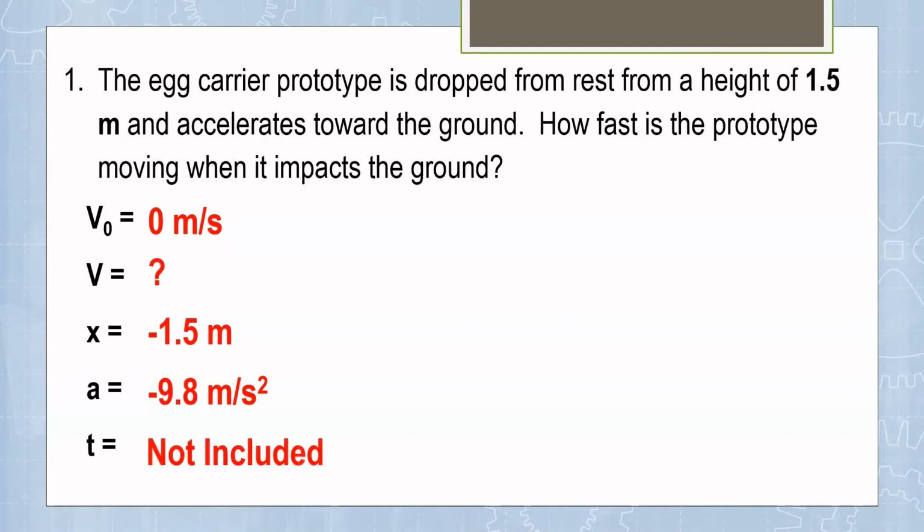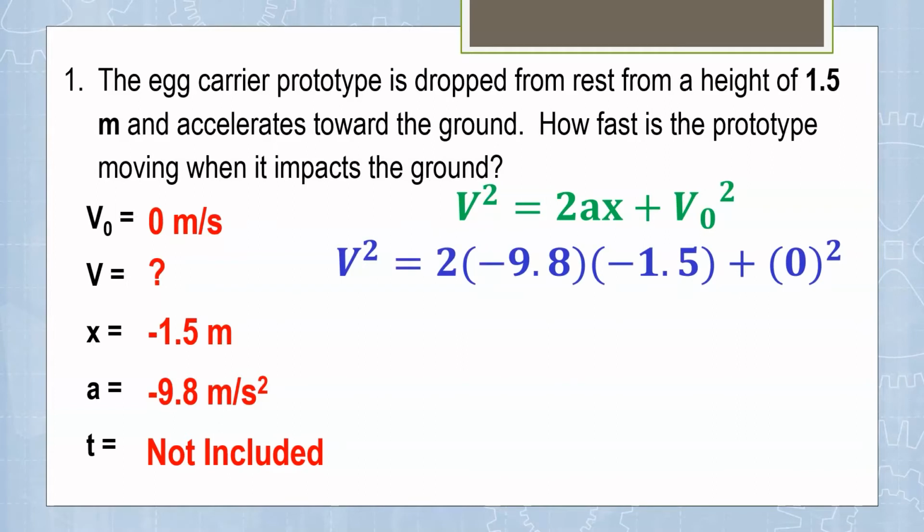That means time's not included. There's our formula. Now we just need to plug and chug. Plug those values in. We have it all organized. It makes it real easy. We know our acceleration. We know our displacement. Watch the negatives on both of those. The initial velocity is 0 because it's starting from rest. Start simplifying. Get rid of the 0.